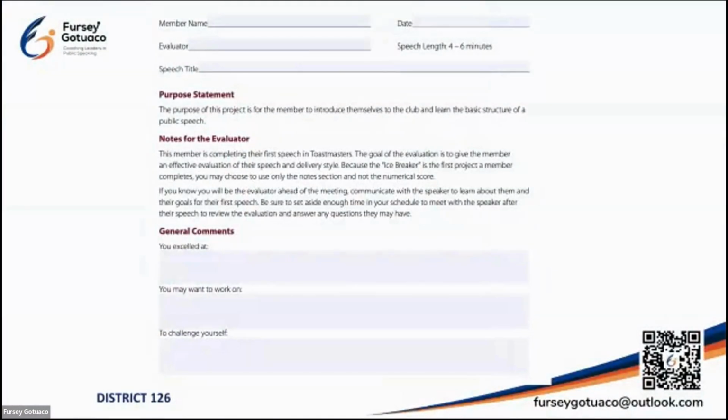If they did something well, then that means they've proven they can do it, and they can do it on the very next speech. So within the next 1 to 3 speeches, they can do this, and they're actually going to get better. Now, the second part to this is you may want to work on.